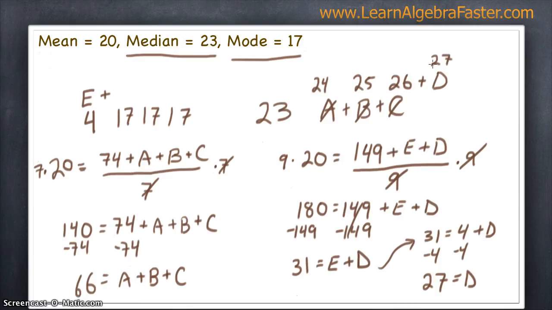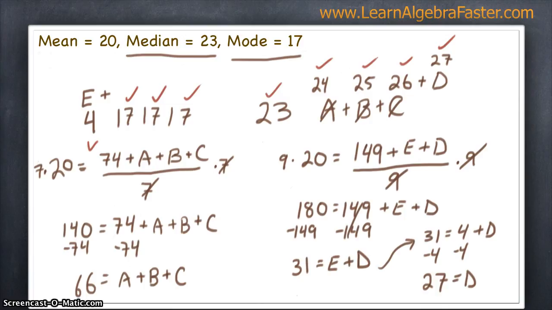Now, like I said, this allows some creativity because we actually didn't solve it with just 7 numbers, but you can always add more numbers so that everything is satisfied. And our final answer is the set of numbers 4, 17, 17, 17, 23, 24, 25, 26, and 27. There you go.